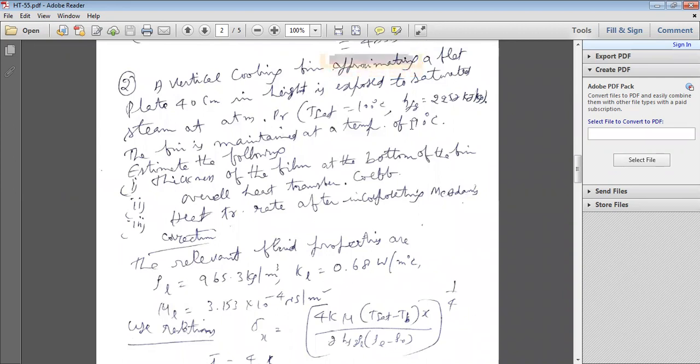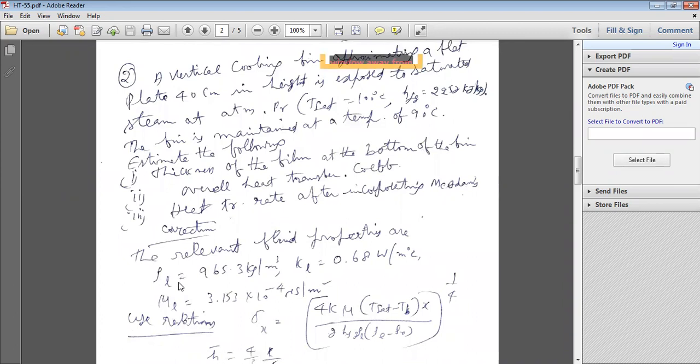at 100 plus 90, that is 190, divided by 2, at that temperature: density of the liquid rho L is 965.3 kg per meter cube, thermal conductivity of the liquid is 0.68 watt per meter Kelvin, and dynamic viscosity of the liquid is 3.15 times 10 power minus 4 Newton second per meter square.